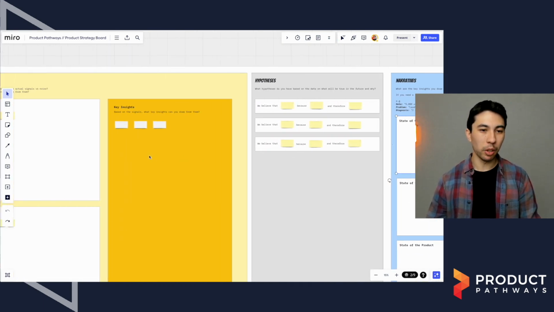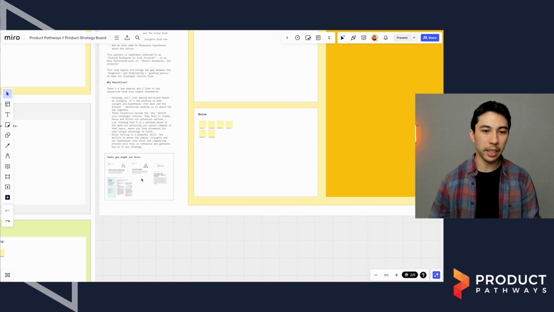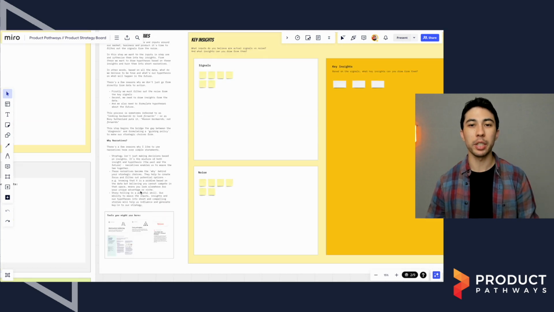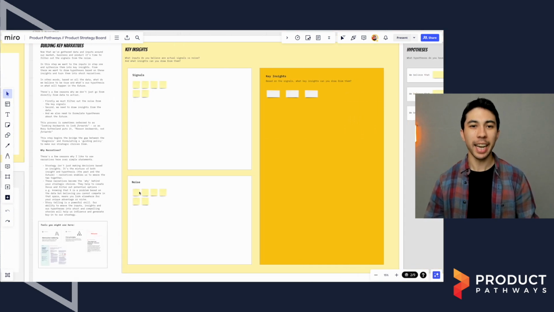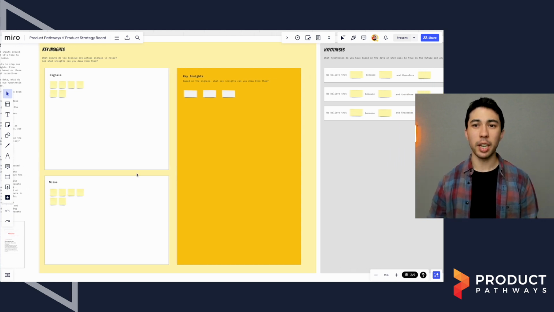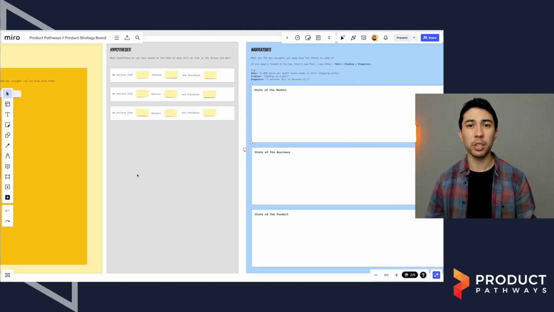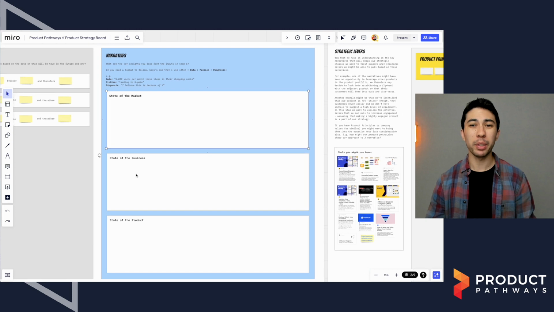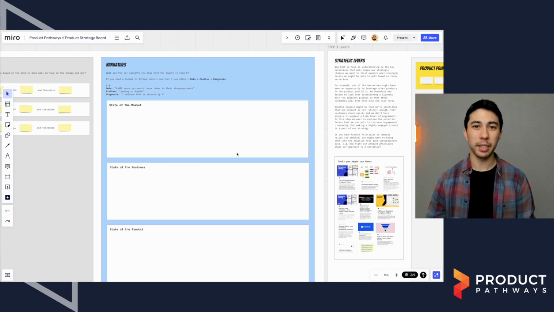Now, again, I'm not leaving you blind either. There are some links here that you can look at as well, some tools you might use here. But the intent is to take the data, to formulate insights based on that data, to formulate hypotheses around the future, and then to come up with some key narratives about what is happening.